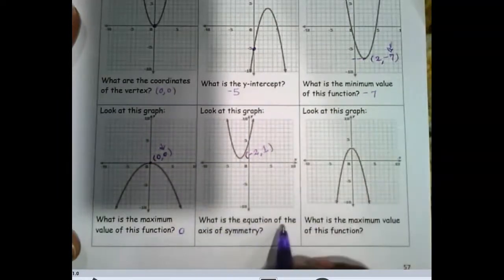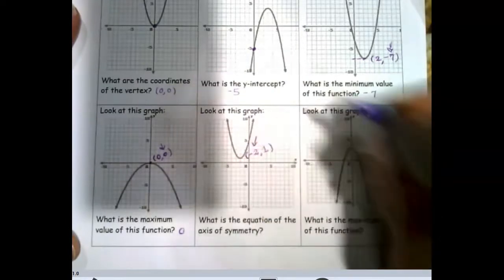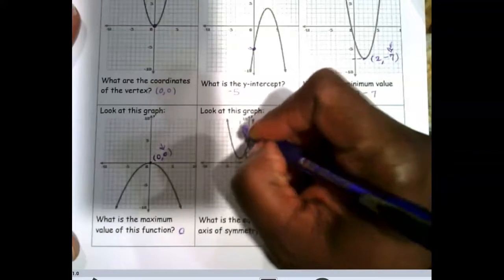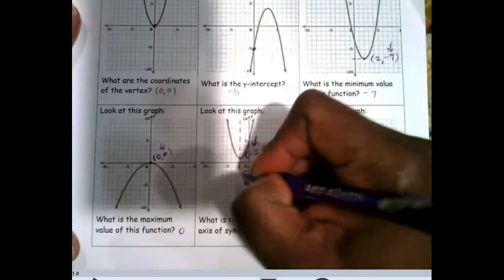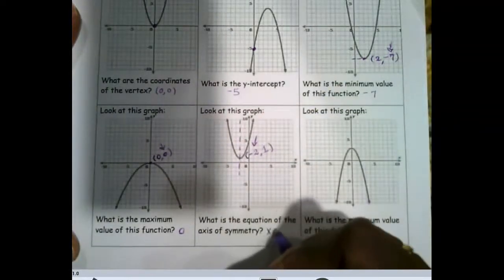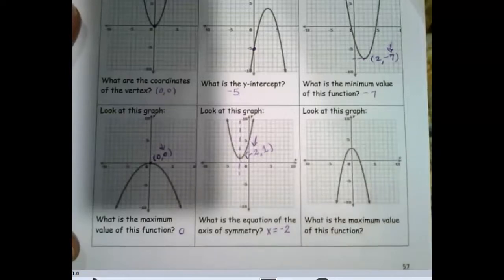Now, the axis of symmetry is always going to be the x value, because this is the line right here that splits the parabola into two symmetrical parts. So I would say x is equal to -2. That is the axis of symmetry.